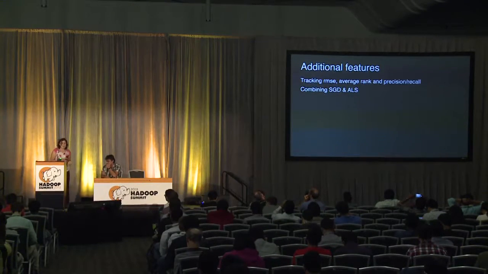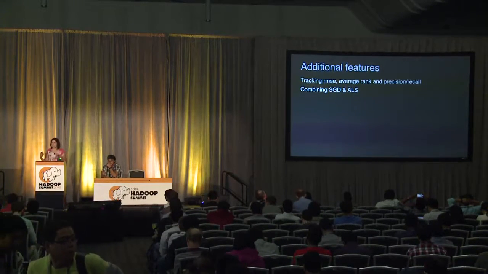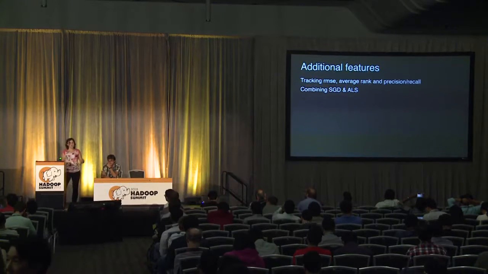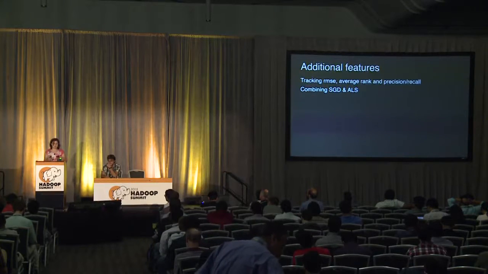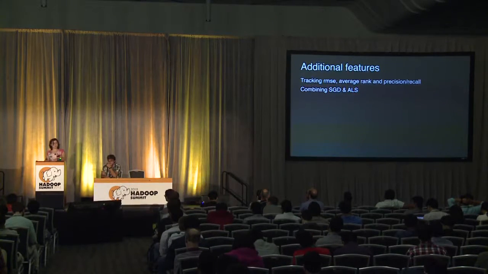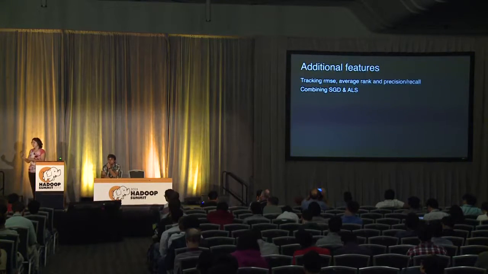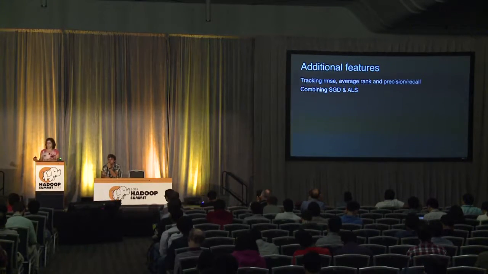We have a way to combine stochastic gradient descent and alternating least squares. Because they operate on the same objective function, this is possible to do. And doing a few iterations of SGD, followed by iterations of ALS, and so on, proved in practice to give better quality of results than doing just one of these approaches.